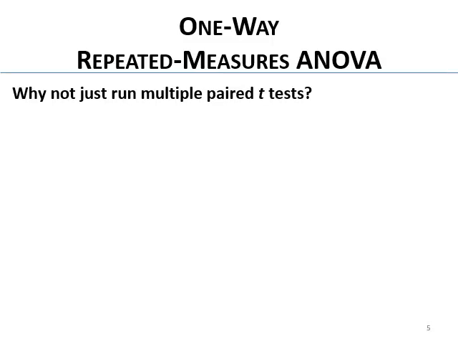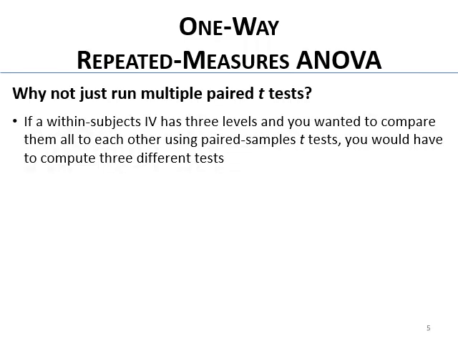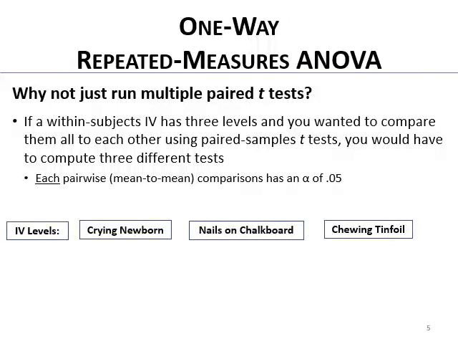So just like last week with between subjects ANOVA, except it'd be paired t-tests here, why don't I just do a bunch of paired t-tests and call it a day, right, and graduate? Well, if a within subjects IV has, let's just say, 3 levels, and you want to compare them all to each other, of course, because you would use paired t-tests to do that, A to B, B to C, or A to C, etc., you'd have to compute 3 different tests. Each one is a mean-to-mean comparison that would have an alpha level of 0.05 in that paired t-test.